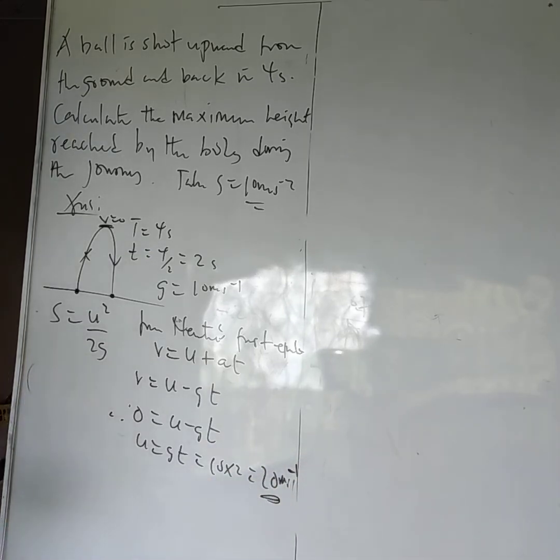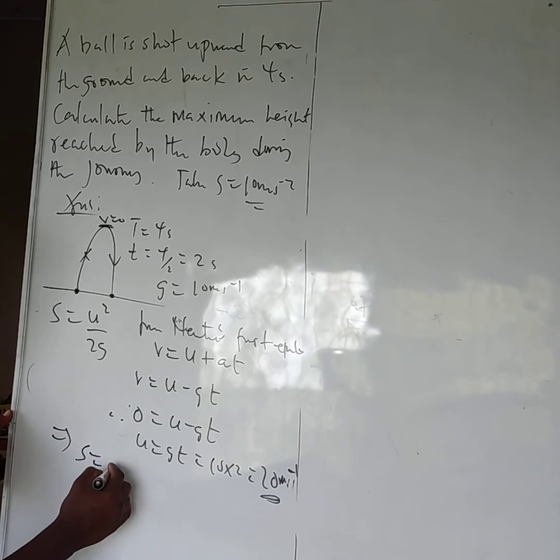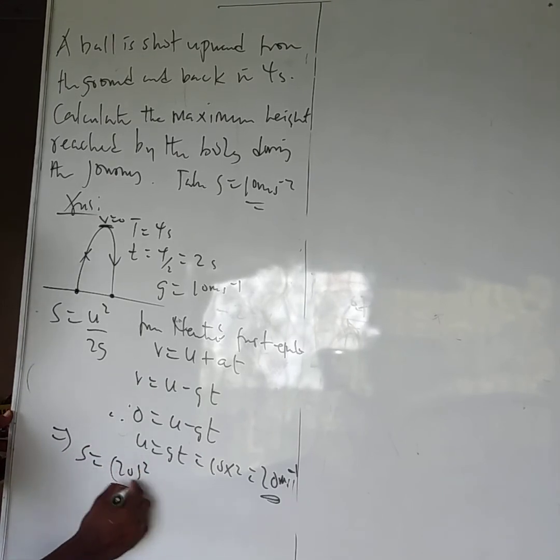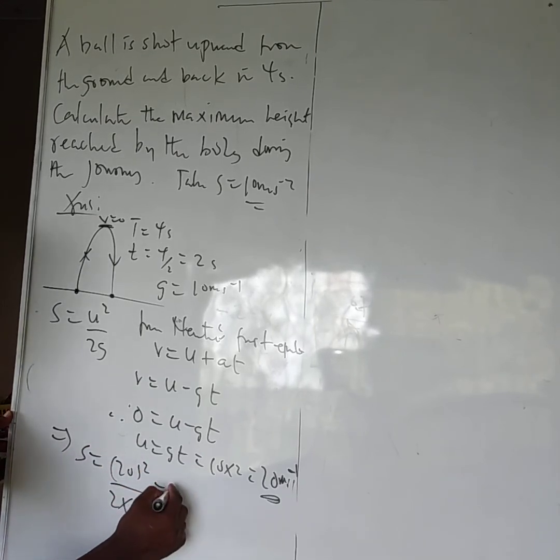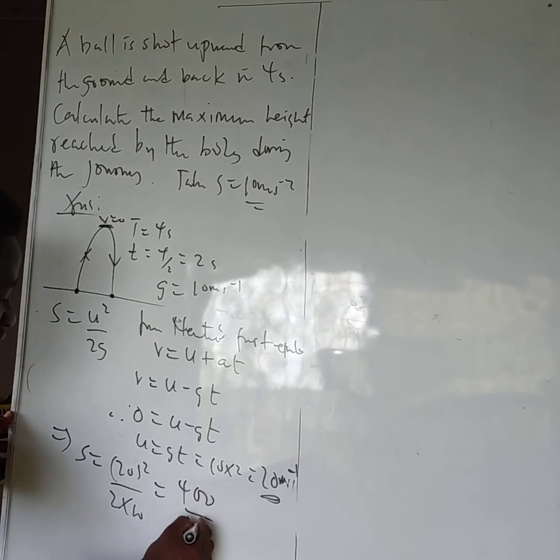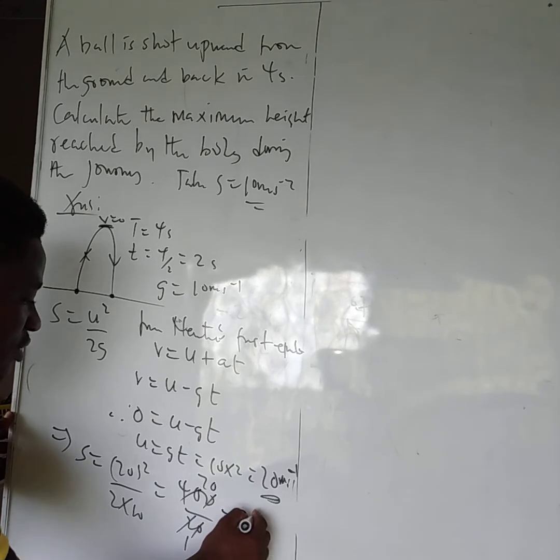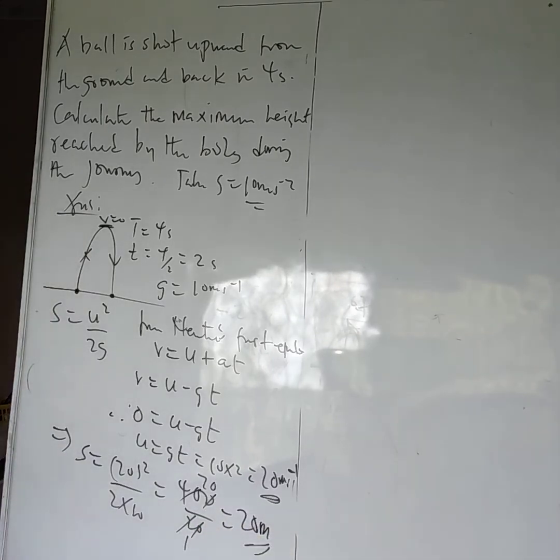This is your u. So it implies that s is equal to 20 squared all over 2 times 10. This is 400 all over 20. Here 1, here 1, here 20. So you have 20 meters. And therefore, the distance covered is 20 meters.